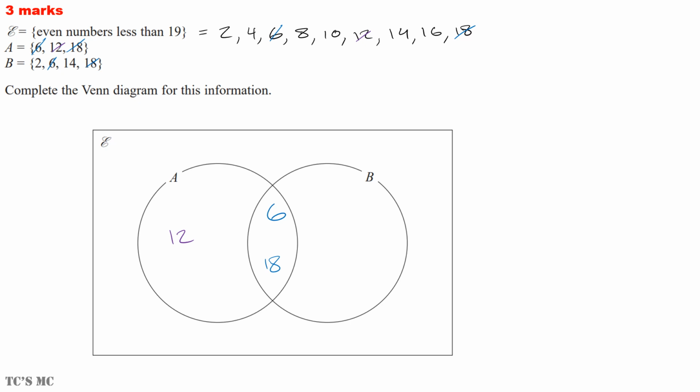For numbers that are only in set B, we have 2 and 14. Don't forget to cross it out from all sets. We also need to write in the numbers that are not in set A and not in set B. That is 4 and 8, 10, and 16. For having a correctly completed Venn diagram, we now have our third mark.